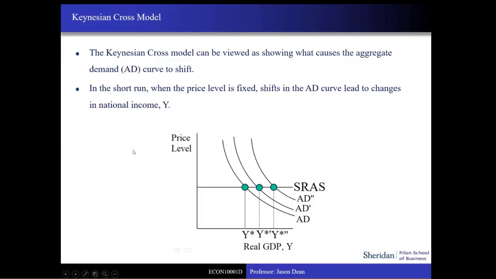So in the short run, when the price level is fixed, so just assume in the economy that there's not enough time for firms to adjust their prices. Then if you have a shift in the aggregate demand curve, that's going to lead purely into changes in output, right? If we have our aggregate demand curve here and it shifts to the right, then the new intersection point would result in higher real GDP.